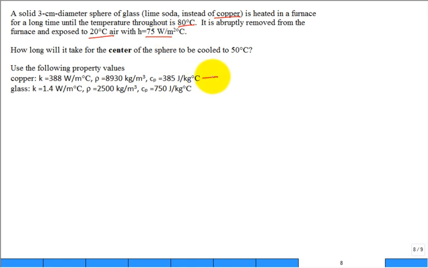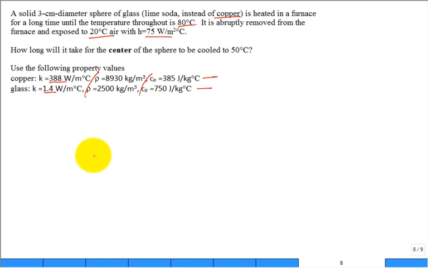Well, how does copper compare to glass? Look at the thermal conductivity of copper. Look at the thermal conductivity of glass. What do you think? Big difference. Huge difference. We could take a look at the density and specific heat as well, but the key parameter is the thermal conductivity. It's not going to easily move heat within the object to the boundary so it can be convected away.